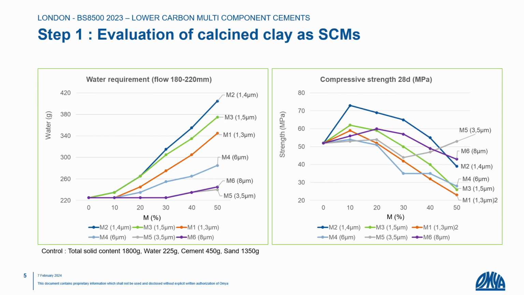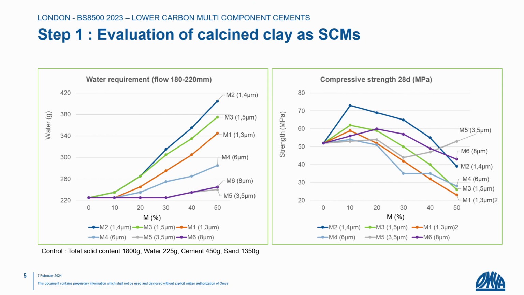On the right, the figure shows on the horizontal axis the proportion of calcined clay, and on the vertical axis the compressive strength. And you can see that depending on the calcined clay, we have a different contribution to the compressive strength. The M2 product, for example, with a smaller D50, requires more water, but has a significant contribution to the compressive strength at a substitution rate achieving 45%.